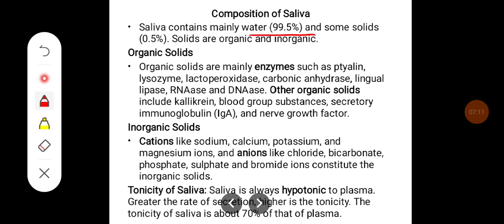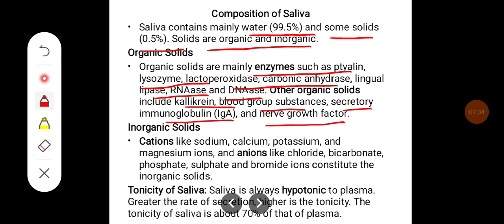Saliva contains mainly water and some solids, 0.5%. Solids are organic and inorganic. Organic solids are mainly enzymes such as ptyalin, lysozyme, lactoperoxidase, carbonic anhydrase, lingual lipase, RNase, and DNase. Other organic solids include kallikrein, blood group substances, secretory immunoglobulin and nerve growth factors. Inorganic solids like cations, sodium, calcium, potassium, and magnesium, and anions like chloride, bicarbonates, phosphates, sulfates, and bromide ions constitute the inorganic solids.